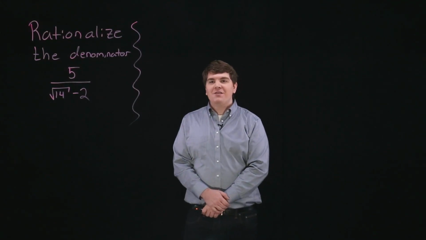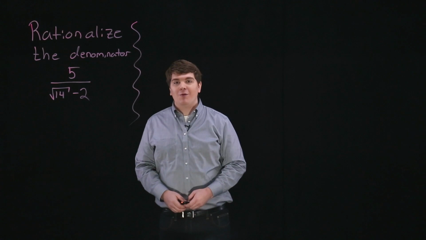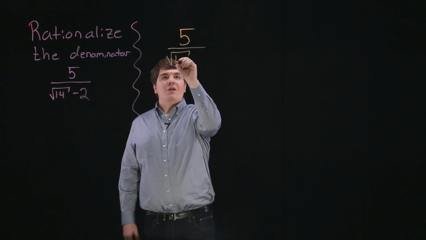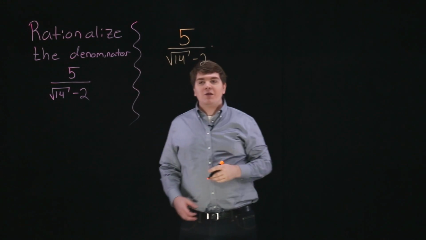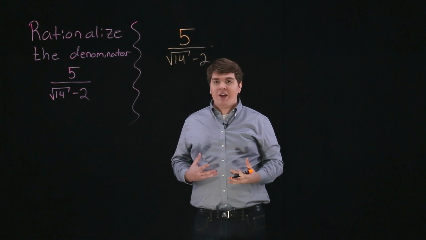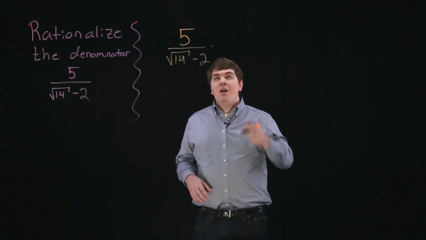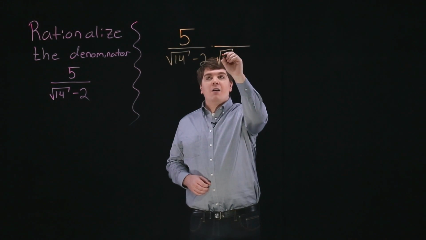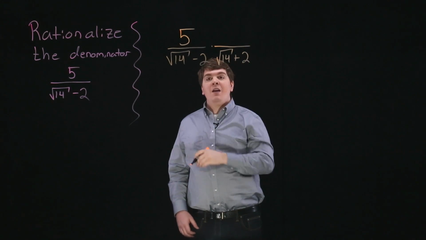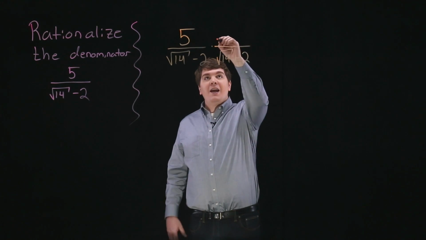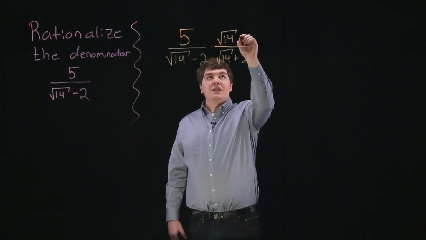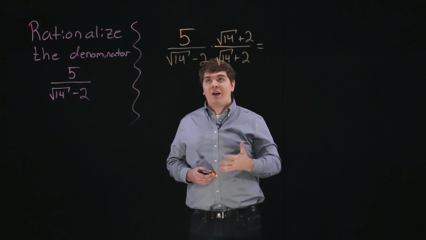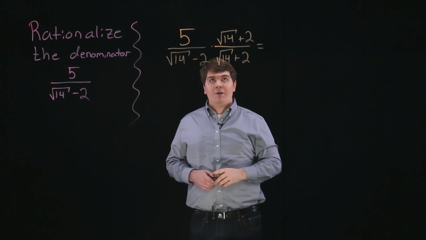In this problem, we're asked to rationalize the denominator of 5 divided by the square root of 14 minus 2. In order to rationalize the denominator, we'll want to multiply both the numerator and denominator by the conjugate of the denominator. So the conjugate of the denominator, square root of 14 minus 2, is square root of 14 plus 2. And like I said, we'll want to multiply both the numerator and the denominator by the square root of 14 plus 2. So essentially what we're doing here is multiplying our fraction, 5 divided by the square root of 14 minus 2, by 1.